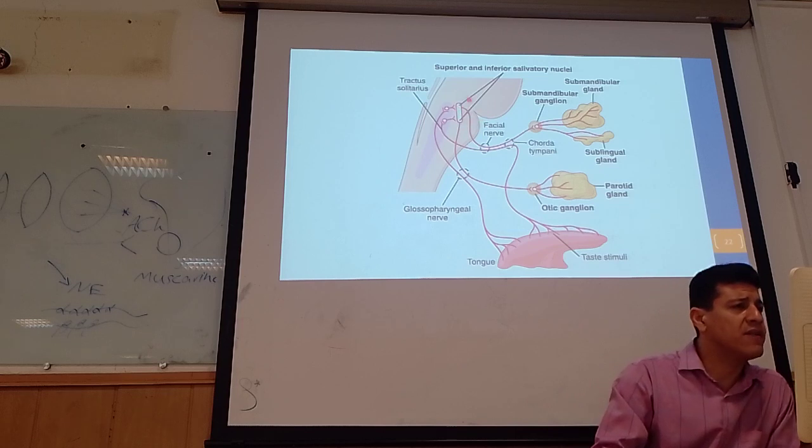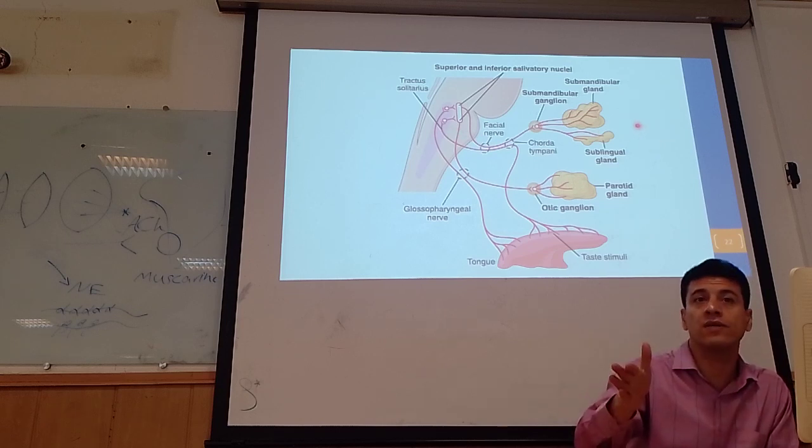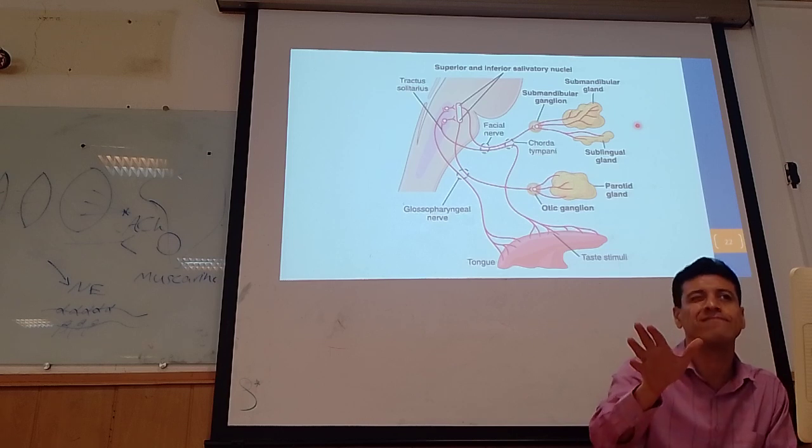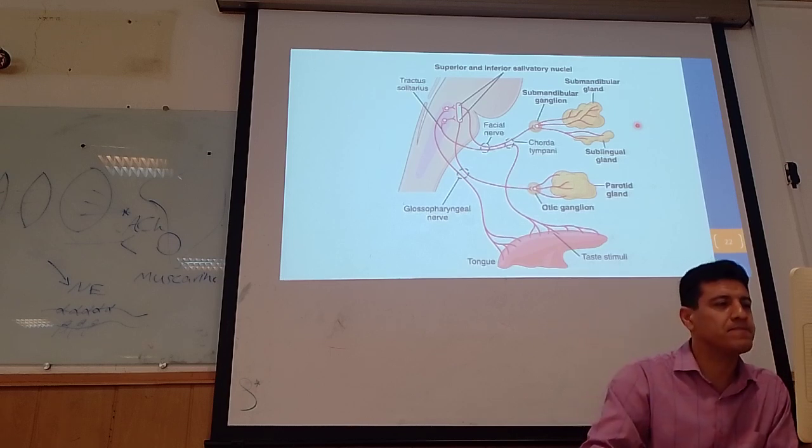Superior and inferior salivatory nuclei send fibers through the facial nerve or glossopharyngeal. Facial nerve goes to the submandibular ganglion. Glossopharyngeal goes to the otic ganglion. So from here, parasympathetic postganglionic neurons go to the submandibular and sublingual gland. This one goes to the parotid gland. All of them secrete saliva. Parasympathetic innervation causes plenty of saliva secretion, which is thin, not viscous, right?